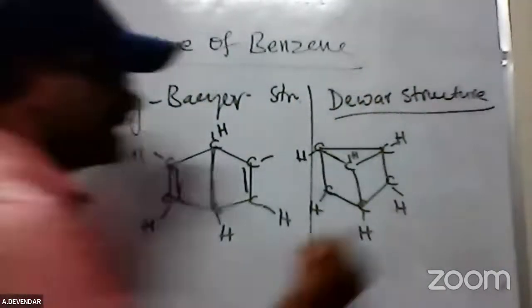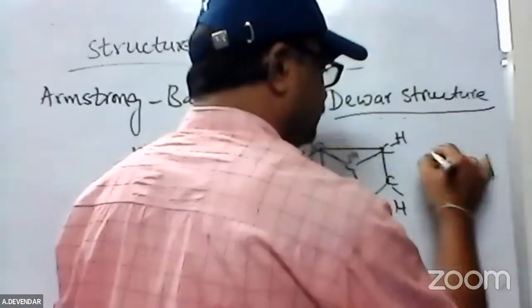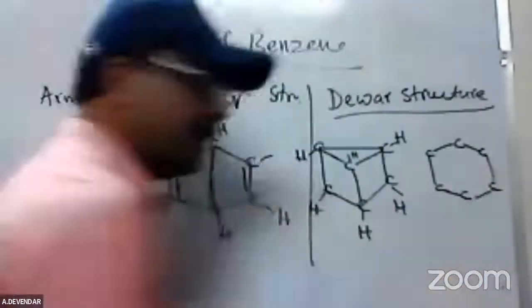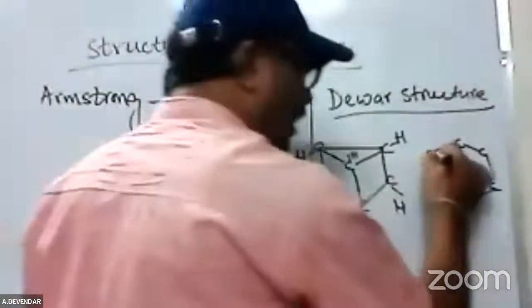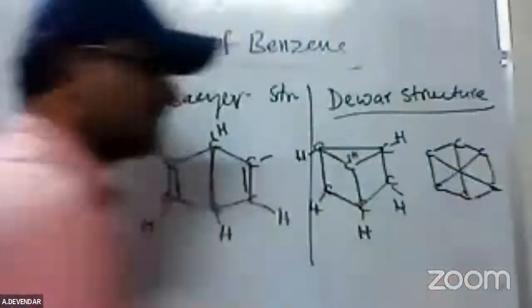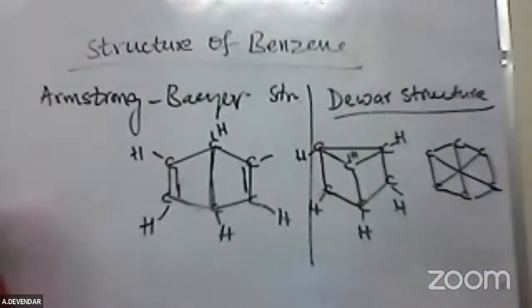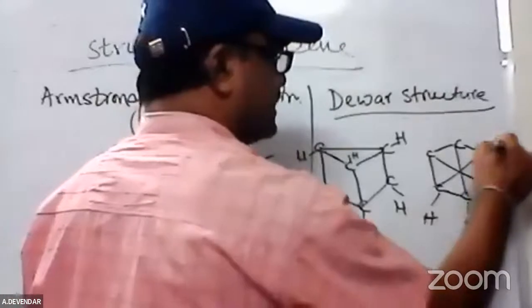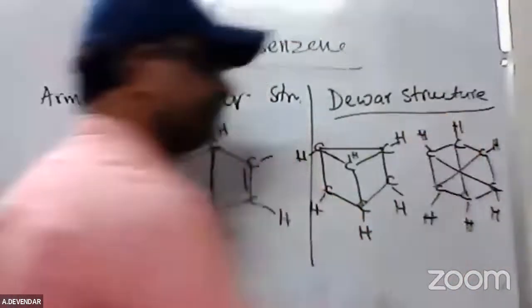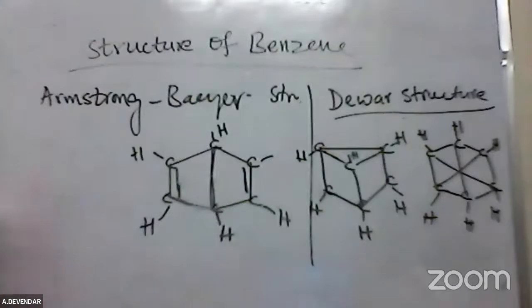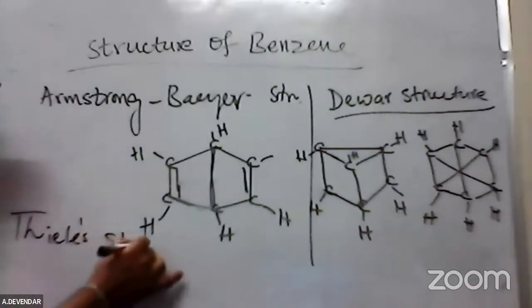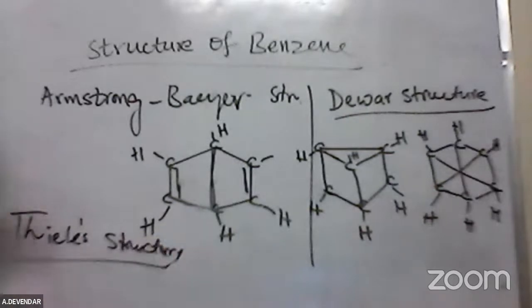And one more Dewar structure is also present, like this hexagonal ring structure consisting of all the bonds. See, every bond is linked with another carbon. There is a hydrogen, a hydrogen, a hydrogen, as Dewar explained. Like that, there are so many structures. Thiele also explained his structure. Scientists have explained this in so many ways.